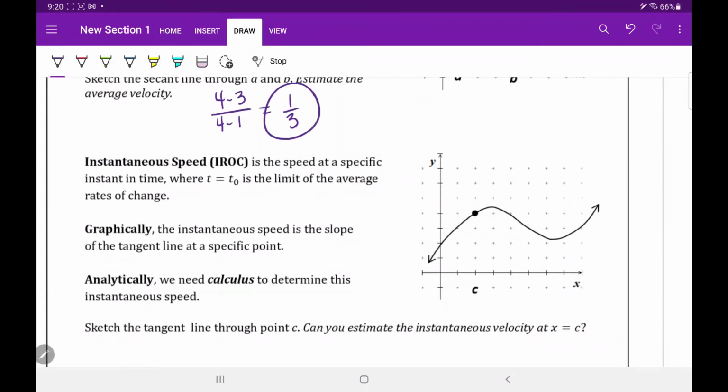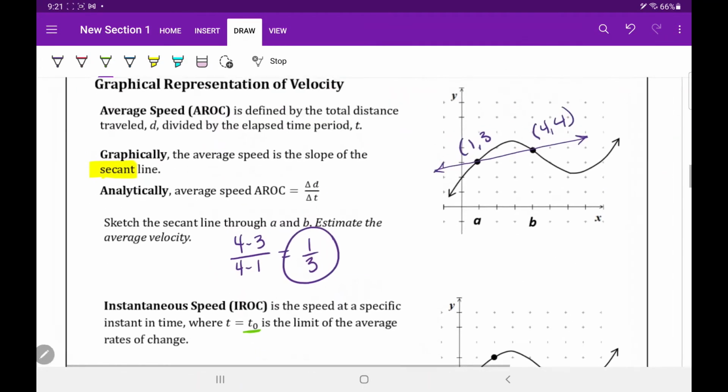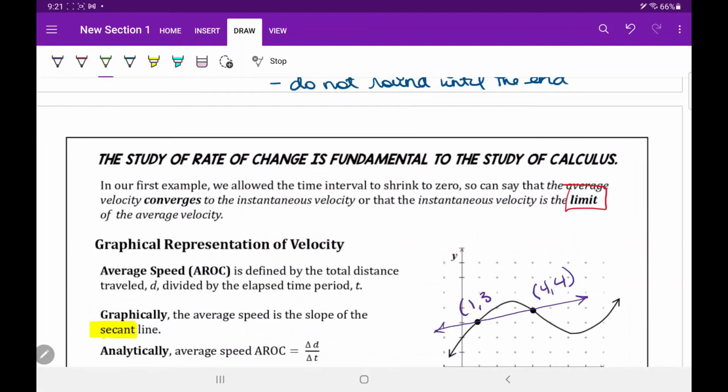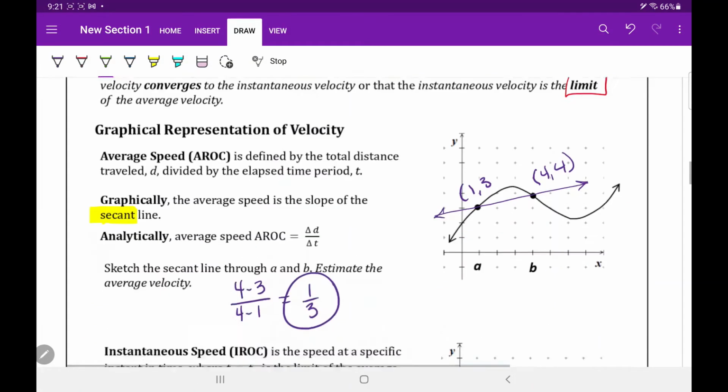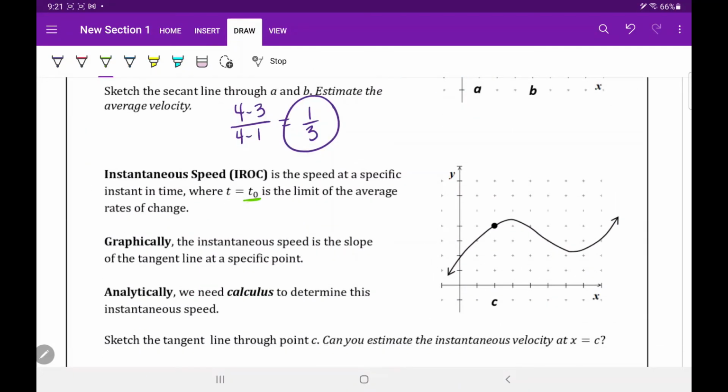Instantaneous speed, IROC, is the speed at a specific instant in time where t equals t sub 0 is the limit of the average rates of change. So think about that. T sub 0 is the instantaneous, because remember back up here they used the word limit. Instantaneous velocity is the limit of the average velocity. So T sub 0 is representing the instantaneous rate of change. It's the limit of the average rate of changes.